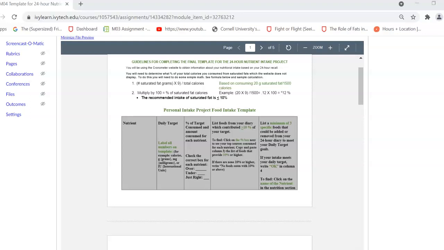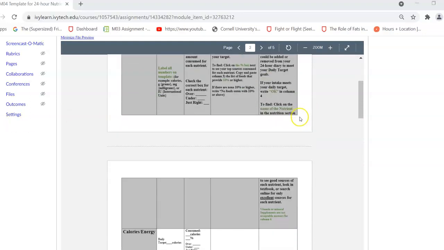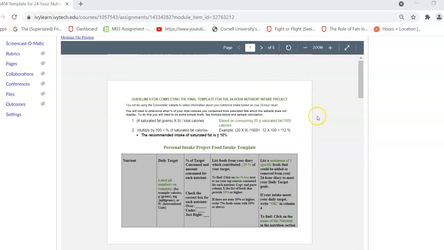In Module 4, which will be the last of 3 assignments in this project, you will be analyzing the data that you received and completing this template that you see right here. This is in Module 4. So today I'm going to review the template and how to complete it.